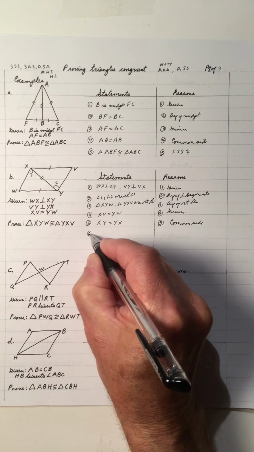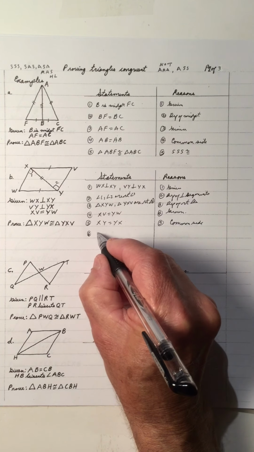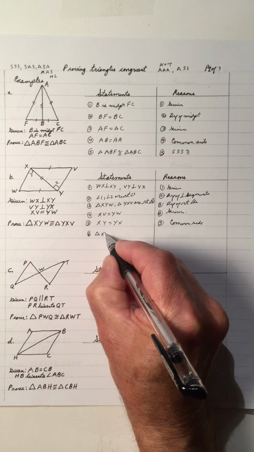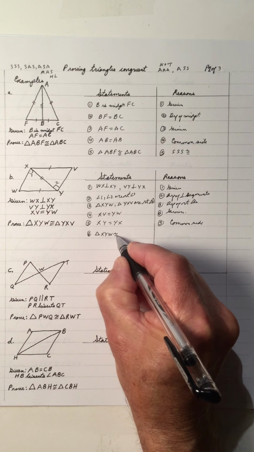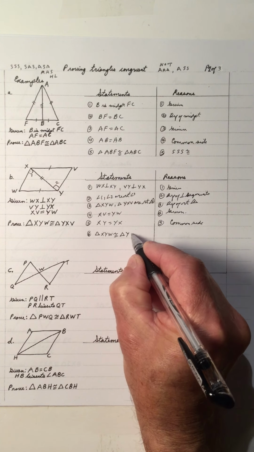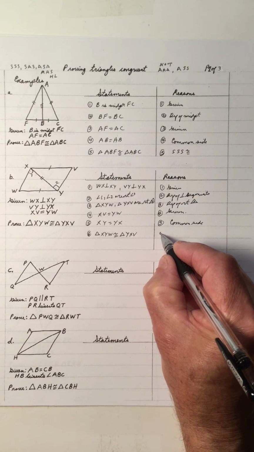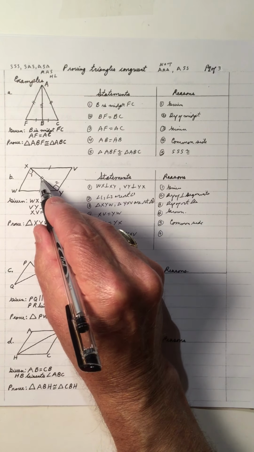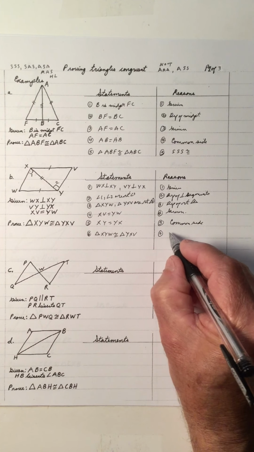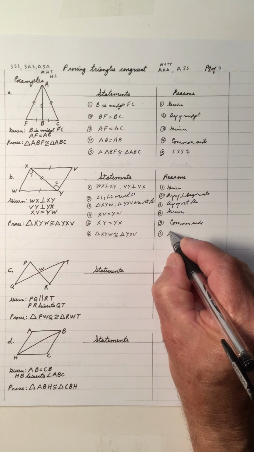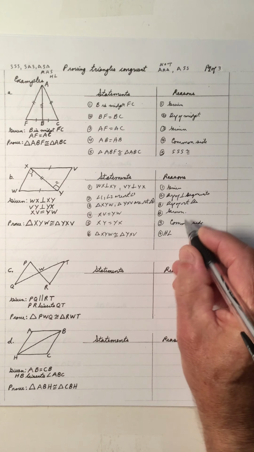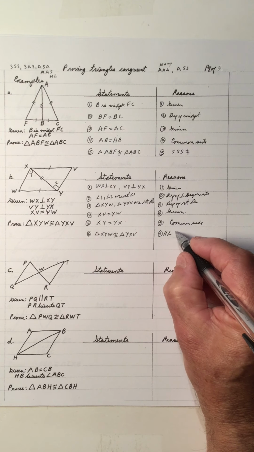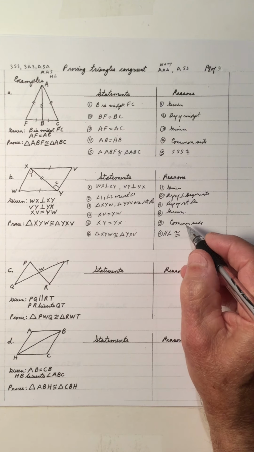And as a result, we have a pair of right triangles. So now we can say the triangle XYW is congruent to the triangle YXV. And we have right triangles with that's the hypotenuse, that's the leg. So that's called the HL congruency, hypotenuse legs of right triangles.